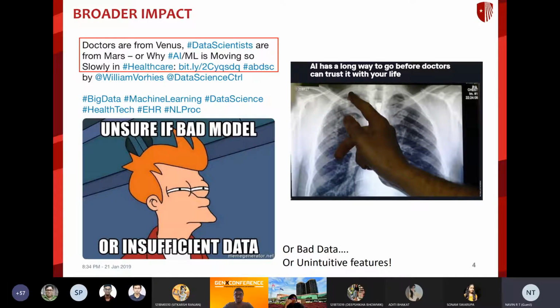This article states here that doctors are from Venus, data scientists are from Mars. Why is AI ML moving so slowly? For those of you who work in computer vision or machine learning, the state of research in machine learning is, let's say, here, and what is currently being implemented in the clinic is somewhere down here. Now, why is there such a huge gap? So some of the tools and techniques that we have been developing as part of the research that we conduct here has been to address this particular gap in the field of medical vision.